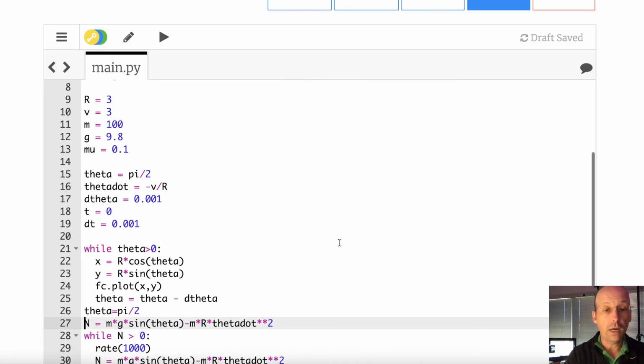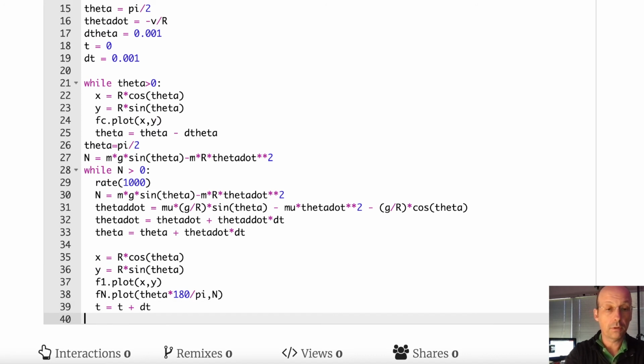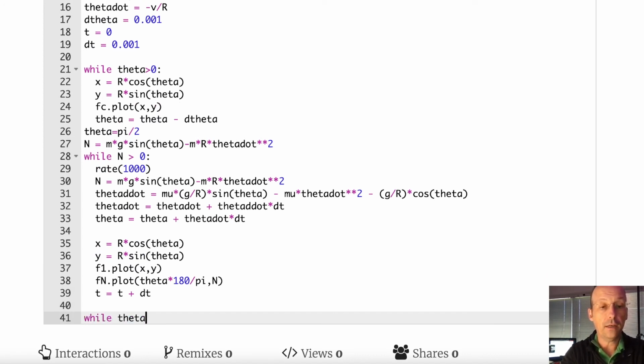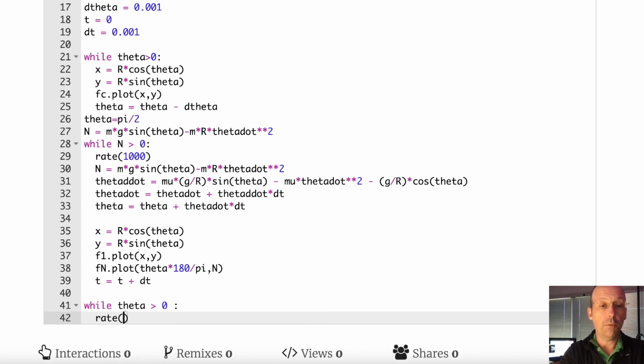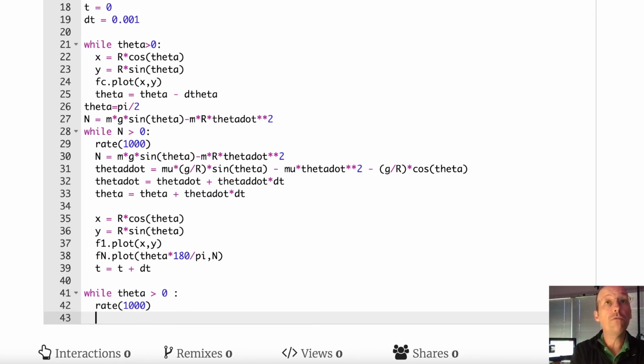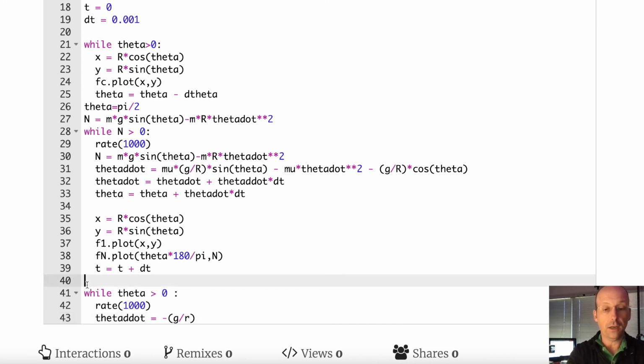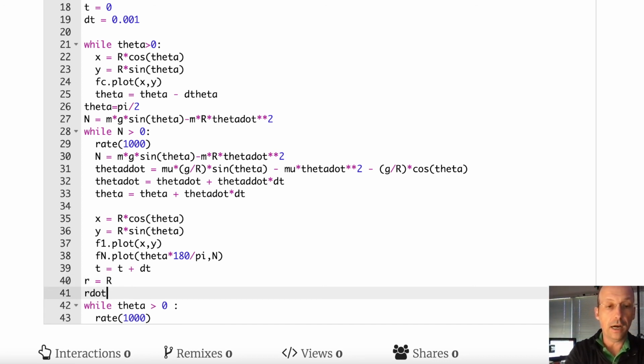Okay, now I can go over here and make another loop. And I can say while theta is greater than 0, rate 1000, same thing. Now I'm going to have my new calculation for theta double dot using my new equation. So I have theta double dot equals, looking at my equation, negative g over r. Now, I do need to go up here and say r equals r, right? Because I'm going to be changing the value of r. I also need to have an r dot because right when it leaves the surface, it's not moving radially. So I'm going to say r dot equals 0. I need those initial conditions.